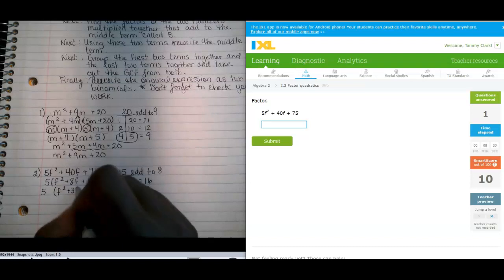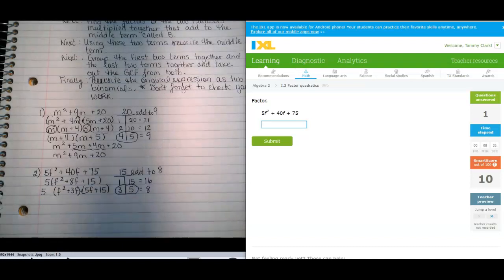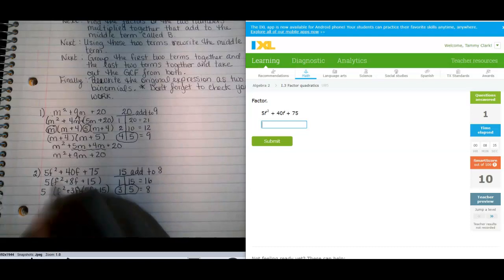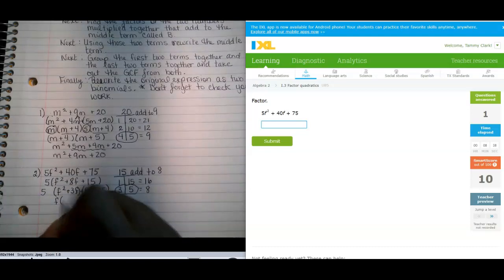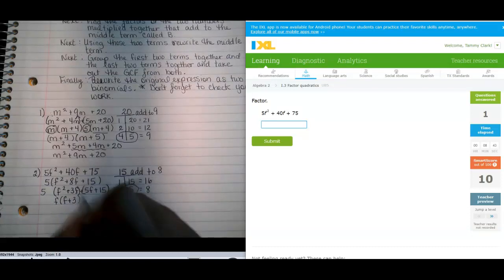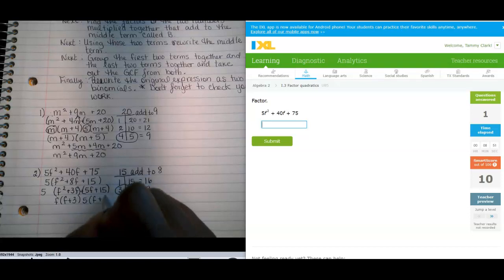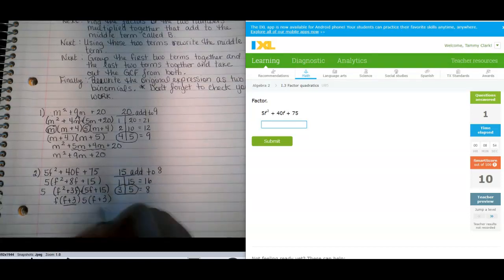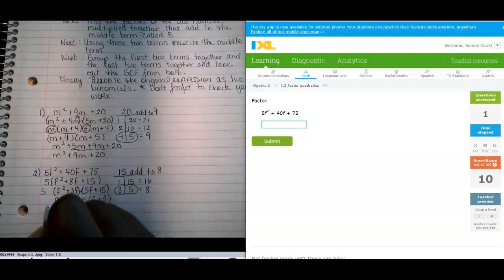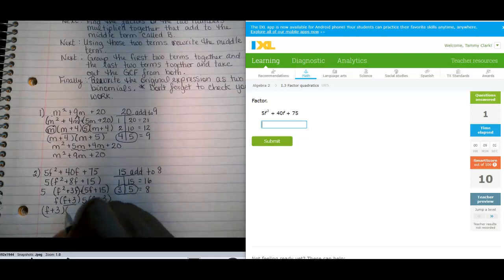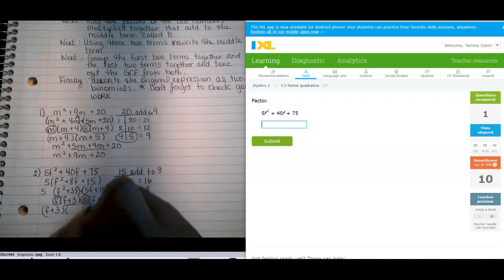So now group your two binomials. Here I have f in common, and what's left is f plus 3. Here I can factor out a 5. 5f divided by 5 is just f. 5 divided into positive 15 is positive 3. Notice these are exactly the same. So I've got f plus 3 as one factor or binomial, and then f plus 5 as the other.